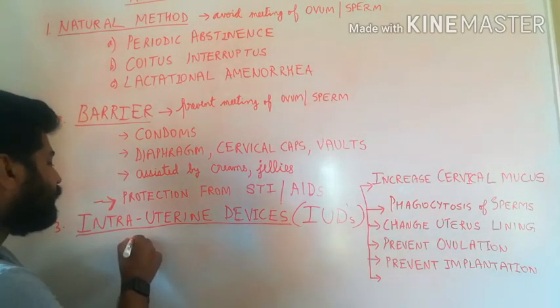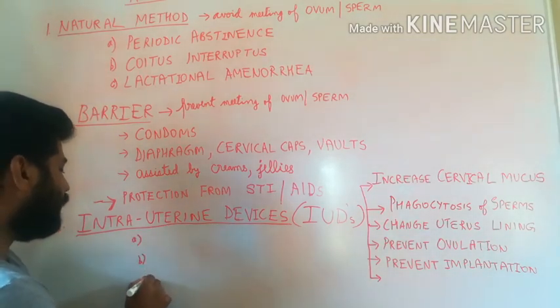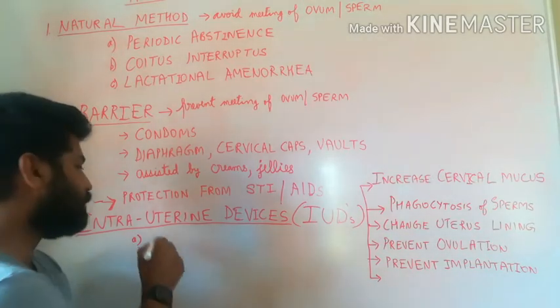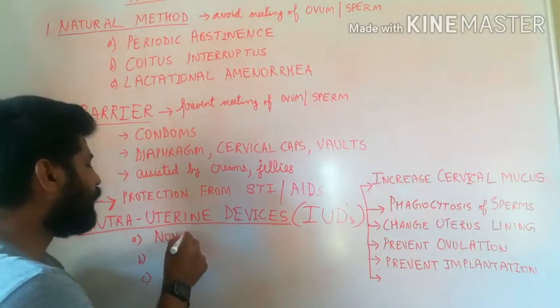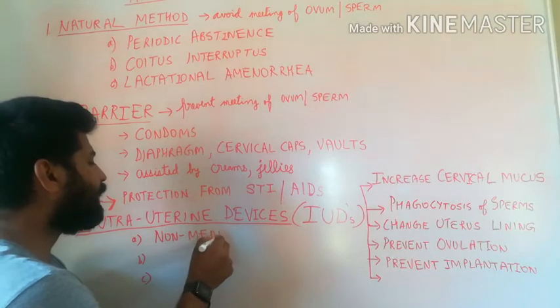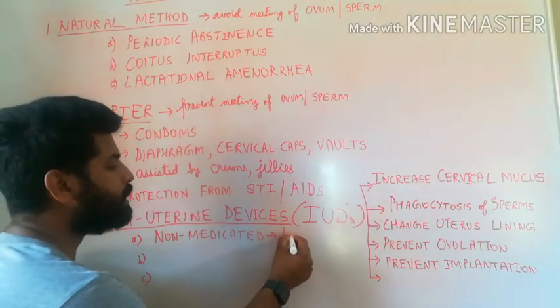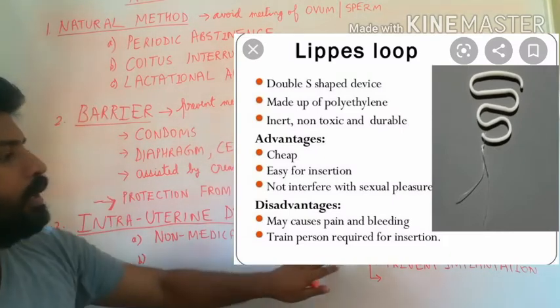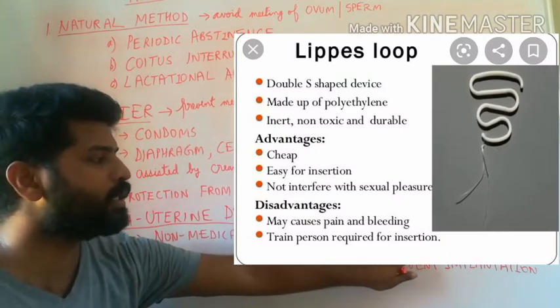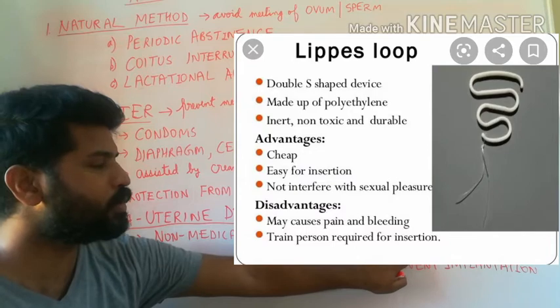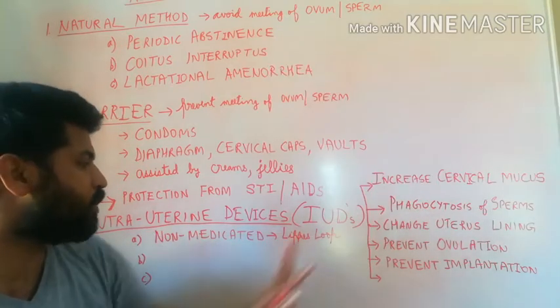There are three types of intrauterine devices which can be classified as non-medicated IUDs. For example, Lippes loop. It will simply change the uterus lining and also it will help in phagocytosis of sperms.